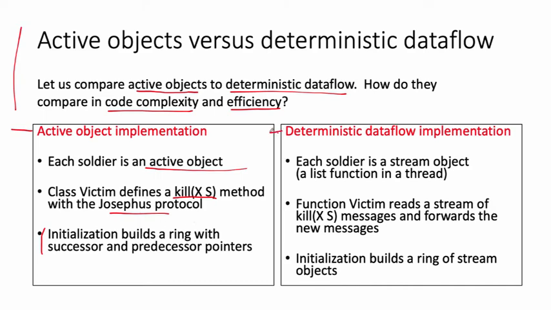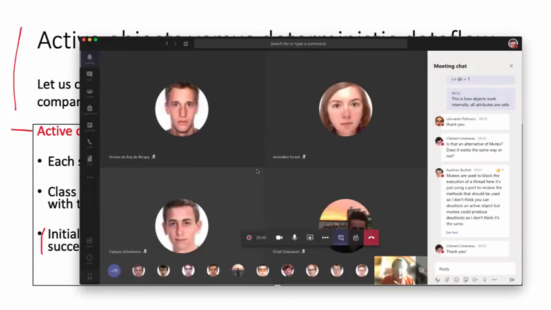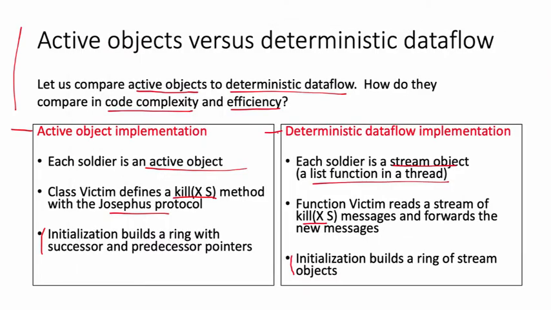Now in the deterministic data flow, the soldiers will be, as before, agents, which I call stream objects. So just a list function in a thread. It will read a list, a stream, and the stream has kill messages, and it will compute a new stream with kill messages. So basically it reads kill messages and it outputs new messages. And I build also a ring of these. Okay? So we can show now the code for this. So let me show you the code for this.